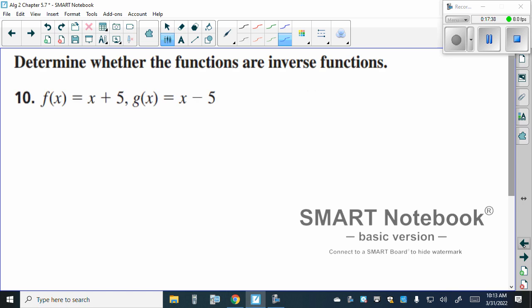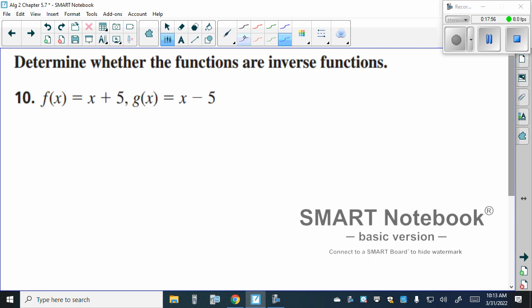I'm going to skip that. I'm going to look at this one because this one here is so straightforward. Now, this one here, are we guaranteed that these are going to be inverses? No, because what does it say in the directions? Determine. So it could be yes, it could be no.